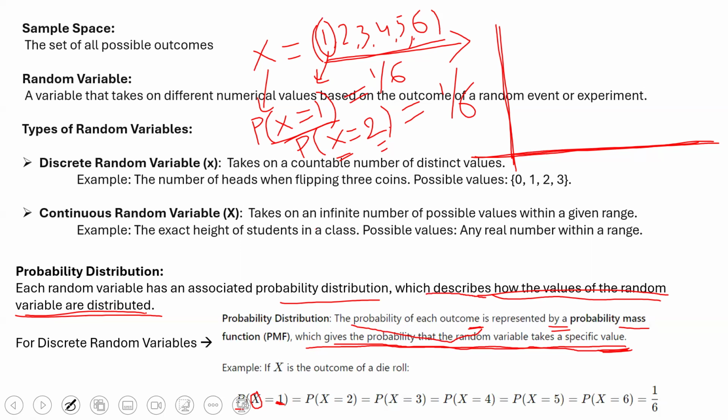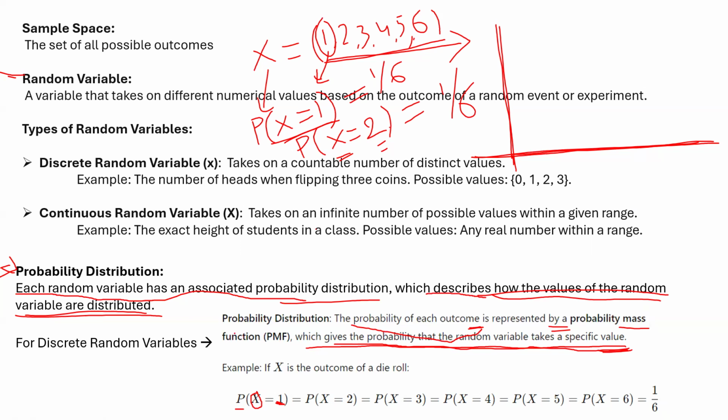So probability distribution, until the previous slide, is just for your understanding, to understand what is an experiment, what is an outcome, what is an event. But this is the most important thing: understanding a random variable and understanding the probability distribution of those random variables. I'll just repeat it again. Understand this by this definition. Each random variable has an associated probability distribution.